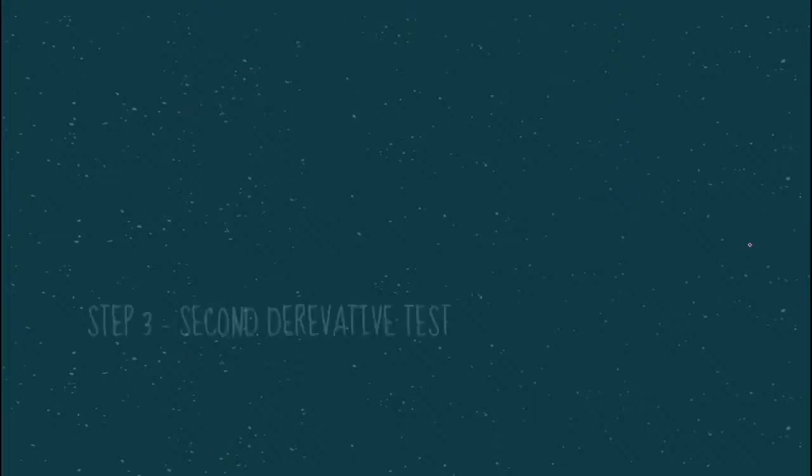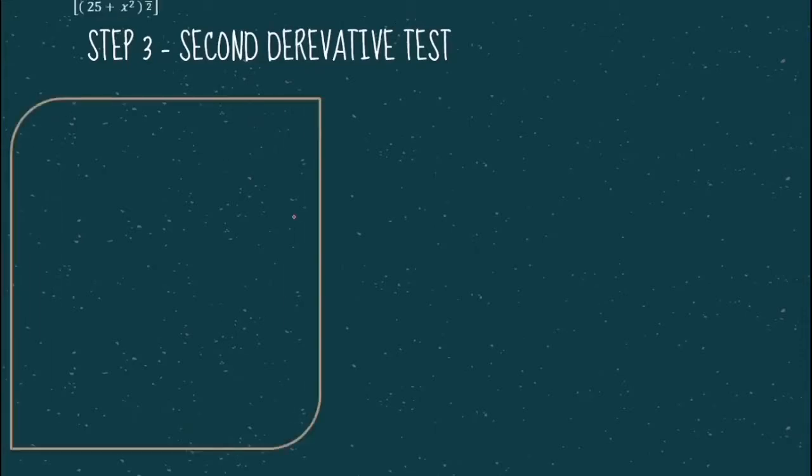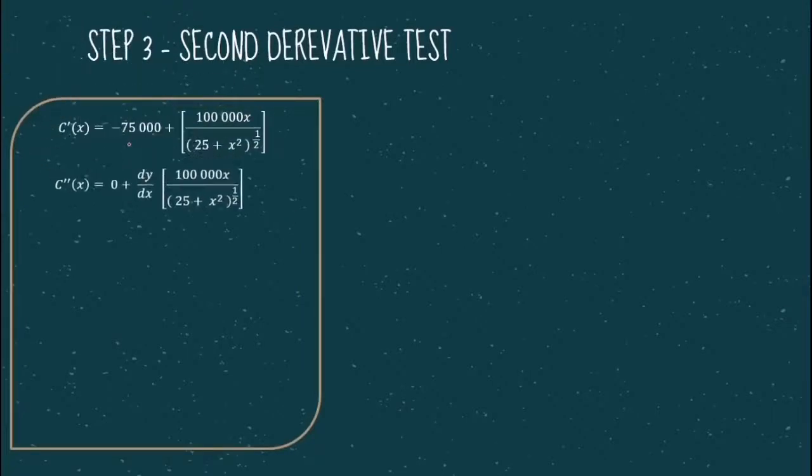Step 3 is the second derivative test. This step is compulsory, so we need to do this step. After we get C prime like this at the previous step, we need to differentiate C prime again for the second time. And here, after we differentiate negative 75,000, it will be 0 because negative 75,000 is a constant.